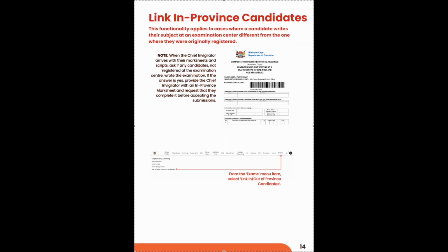When the Chief Invigilator arrives at the submission point with their mark sheets and scripts, the first question that needs to be asked is whether any candidates who registered at another centre in the Northern Cape wrote at this particular submission point. If the answer is yes, then the Chief Invigilator must be provided with a mark sheet with a heading that says, "Complete this mark sheet for in-province." On the right, we have an example of what the form looks like. The Chief Invigilator must first complete these forms for the relevant candidates.